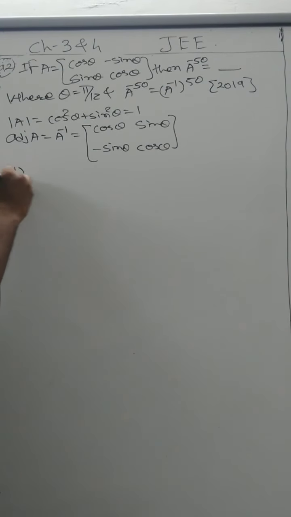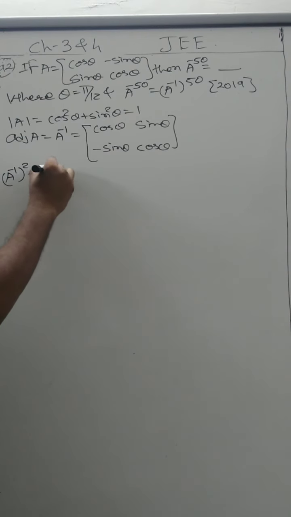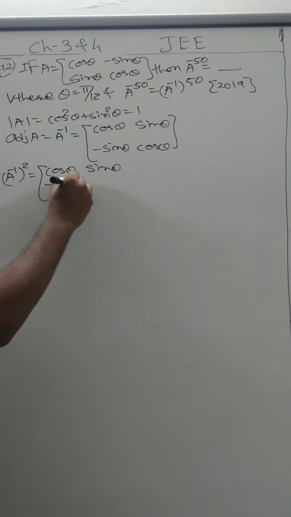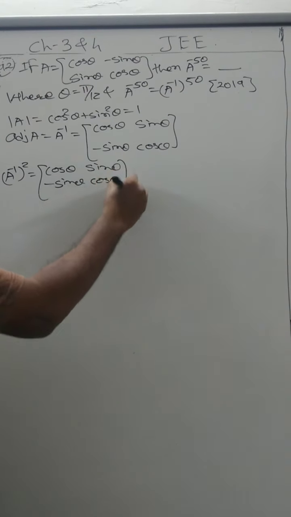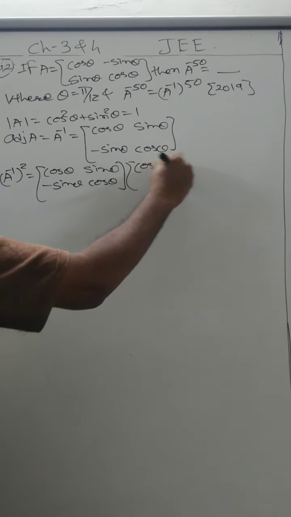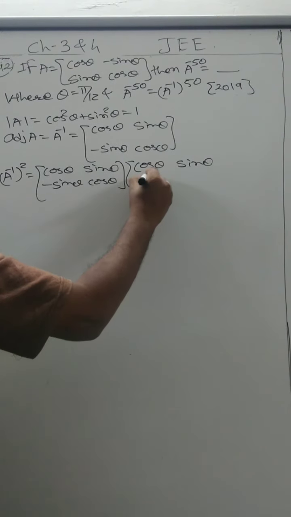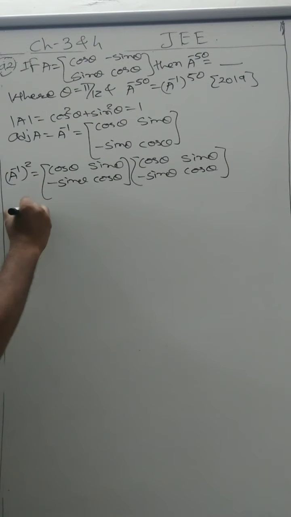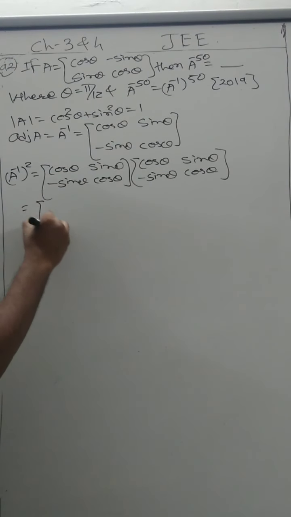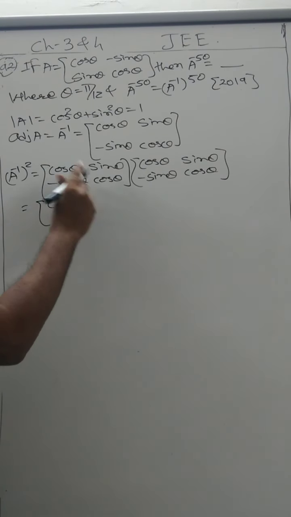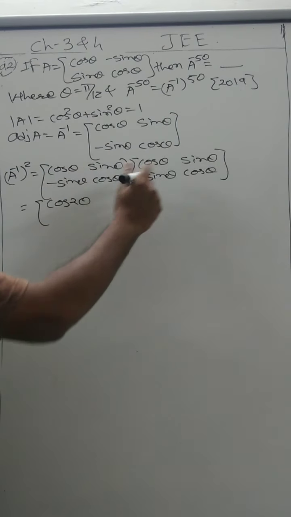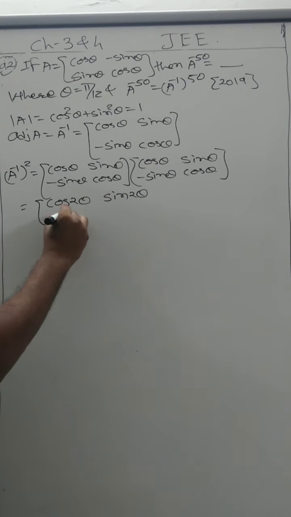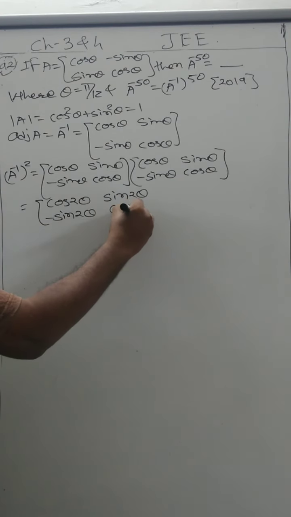Now we find A inverse square. Then it is [cos theta, sin theta; minus sin theta, cos theta], same way [cos theta, sin theta; minus sin theta, cos theta]. If we multiply, then cos square minus sin square, it is cos 2 theta. Then cos theta sin theta, 2 sin cos means sin 2 theta, minus sin 2 theta, and this is cos 2 theta.